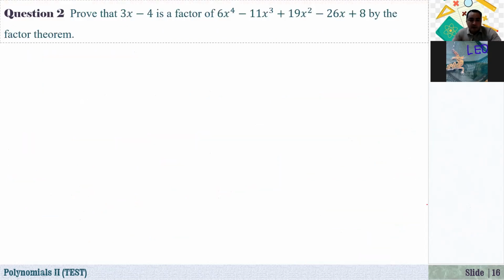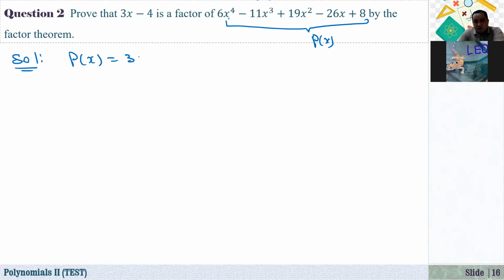All right. Question 2, prove that 3x minus 4 is a factor of 6x to the power of 4 minus 11x cubed plus 19x squared minus 26x plus 8 by the factor theorem. Okay, so what we mean by factor theorem, since we are claiming that this 3x minus 4 is a factor, right? So suppose that this polynomial function, let me label this by p of x. So that means that when you divide this p of x by 3x minus 4, the remainder should be equal to 0, no remainder.